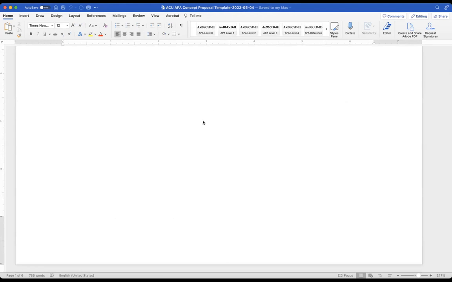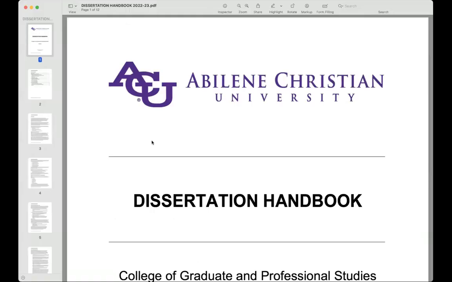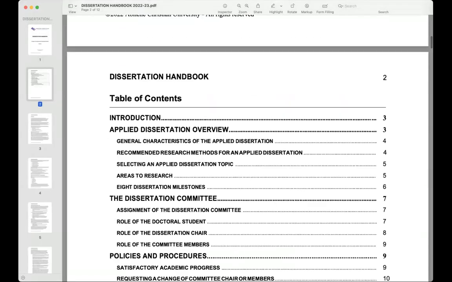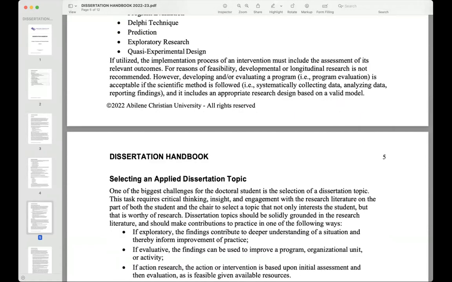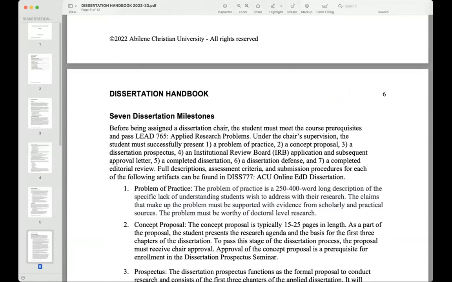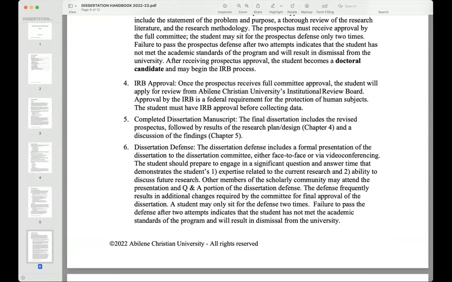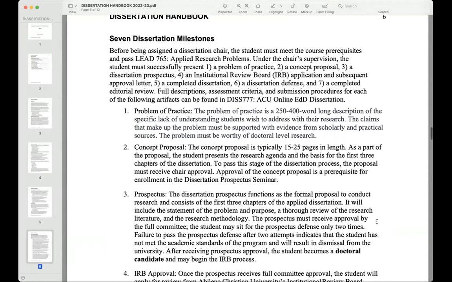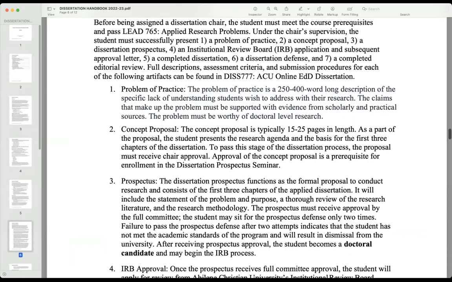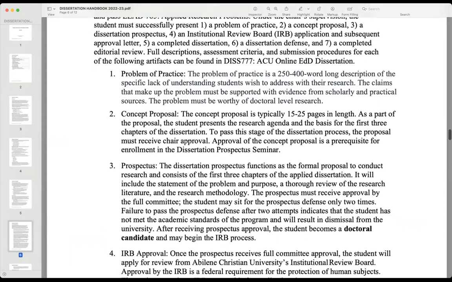Now, if we were to look at a different document, the dissertation handbook, we see that there are very specific expectations for different things. If you're not familiar with it, this 7 dissertation milestones is always a good thing to keep in mind, what you're expected to do at each stage, what your assignments are leading to or feeding towards at each point.